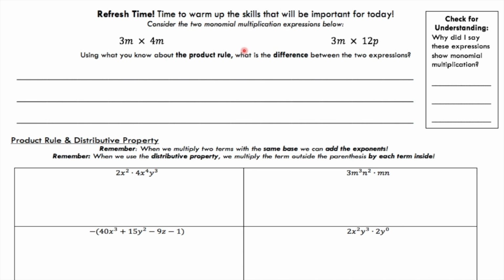So I have 2x squared times 4x to the fourth times y cubed.